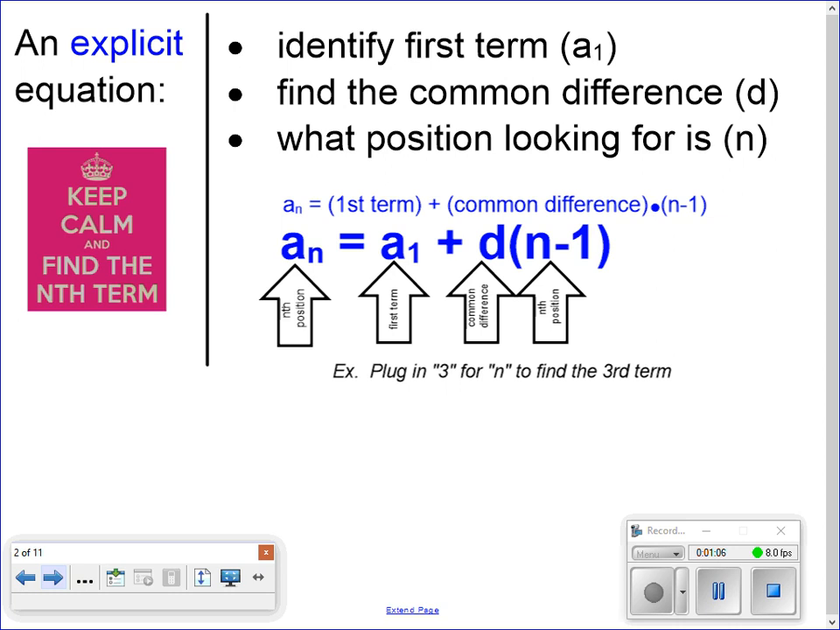The explicit formula is a sub n, so whatever term that you're looking for, equals a sub 1, the first term, plus the common difference times n minus 1. So the term that you're looking for minus 1.